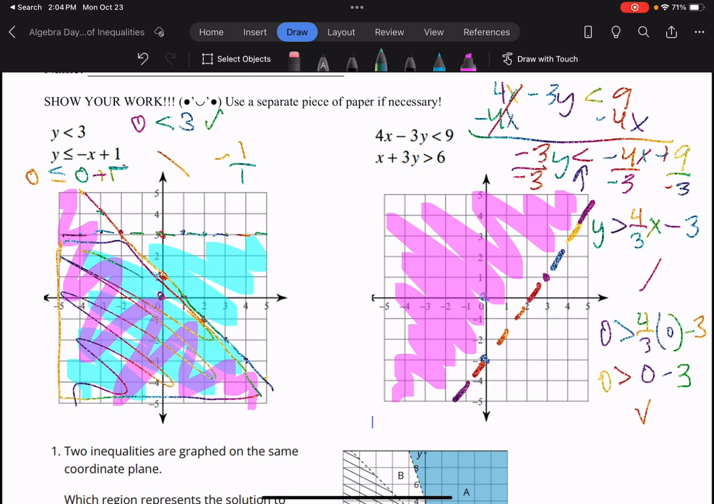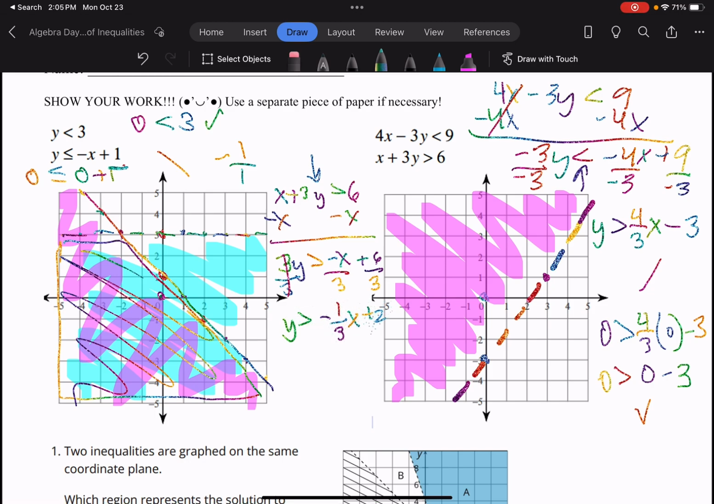So let me go ahead and show my work over here. x plus 3y is greater than 6. Again, we're isolating the y, so we're going to subtract x from both sides. We'll get 3y is greater than negative x plus 6. Divide both sides by 3. Now in this case, I'm dividing by a positive number, so my sign can stay the same. y is greater than negative 1/3 x plus 2.